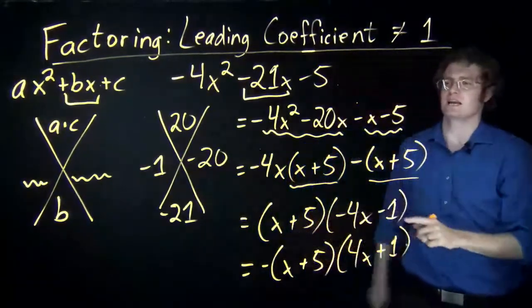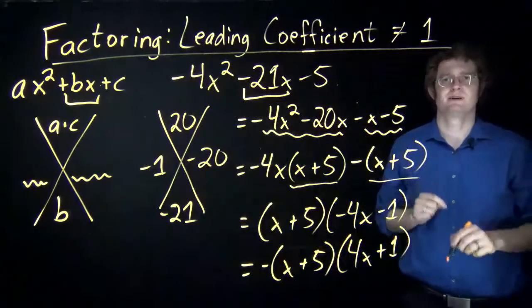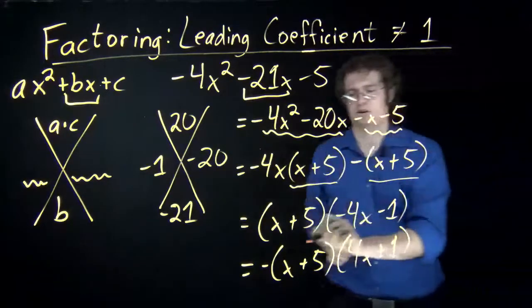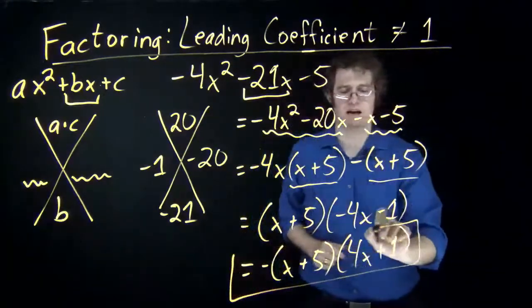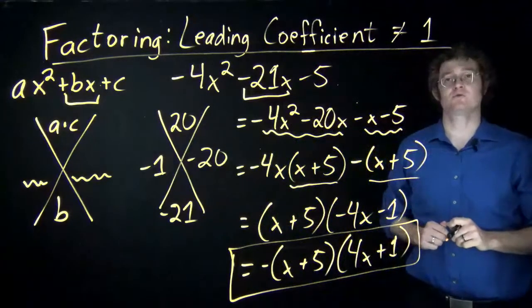And I'll note you could have taken that minus sign out right here at the beginning because each of these terms was negative as well. But if you saw it either at the beginning or at the end, it does not matter. Your final result will be, after you're done factoring, minus times the quantity x plus 5 times the quantity 4x plus 1.